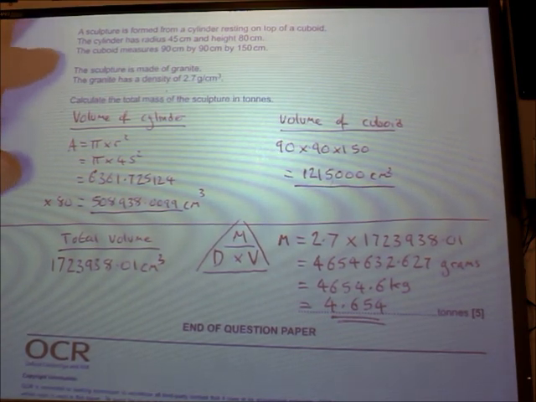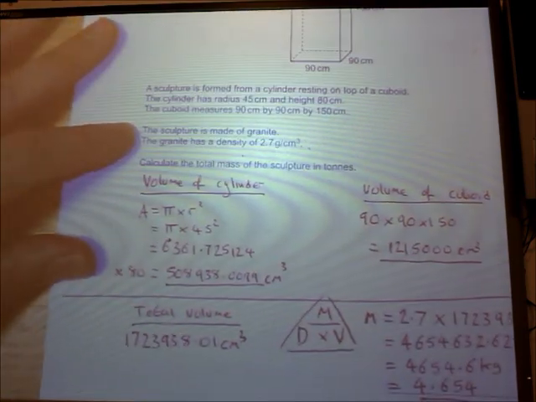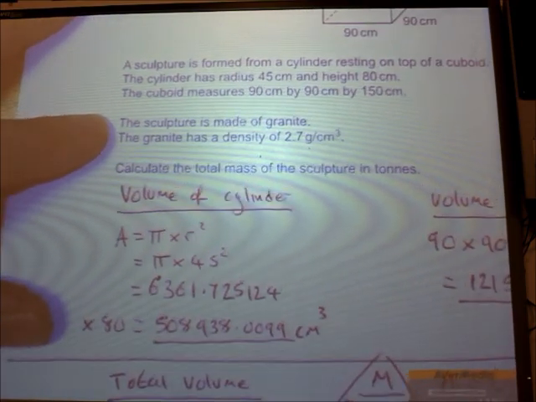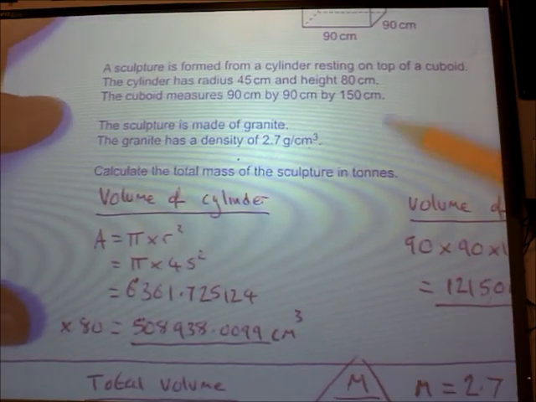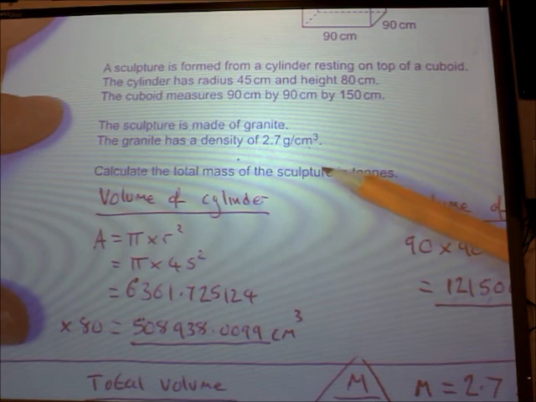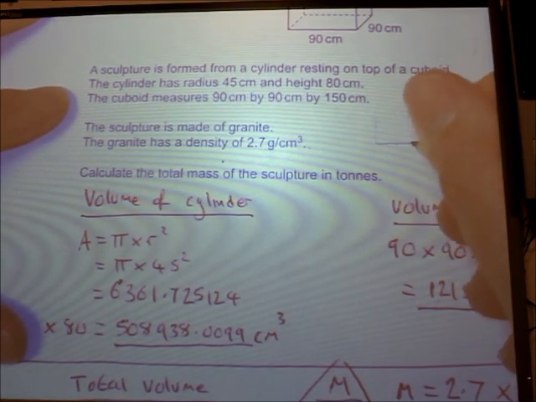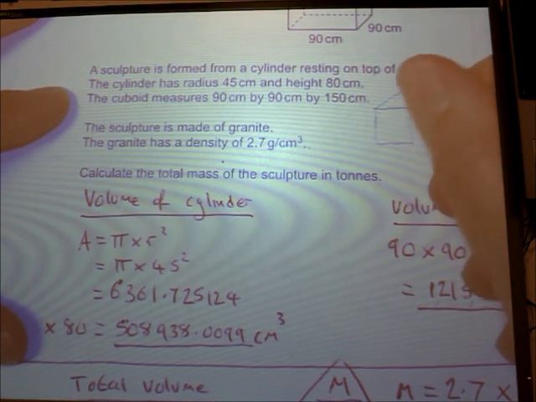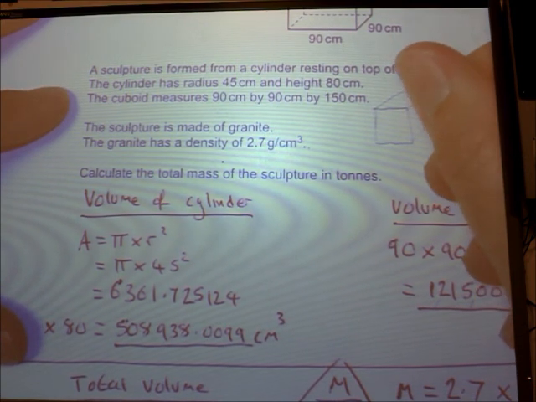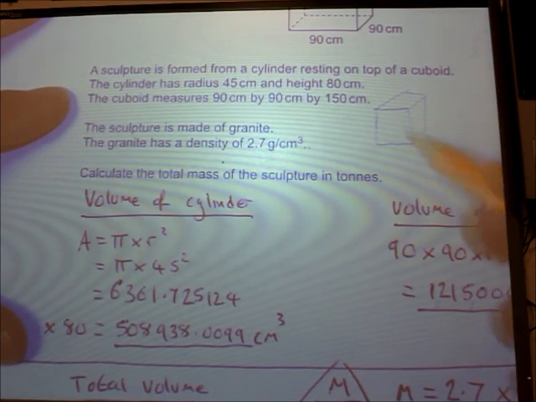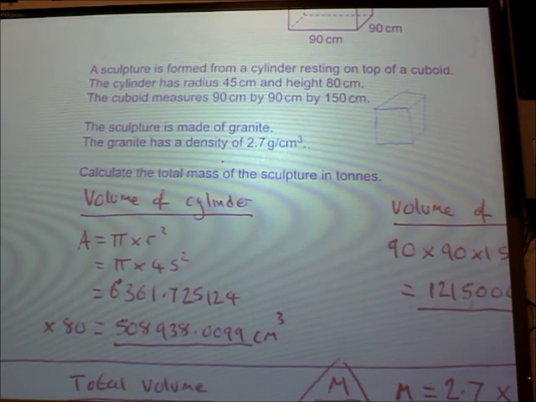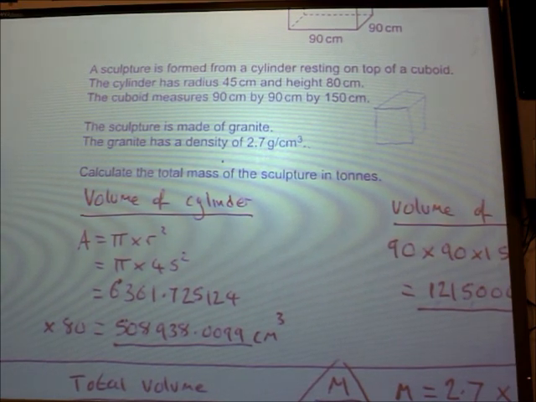Right, the next bit of the question, it says the sculpture is made of granite, which is a type of rock. The granite has a density of 2.7 grams per centimetre cubed. That means for each centimetre cubed, and a centimetre cubed is something, and I'm trying to do this to scale, is something like that. It weighs 2.7 grams.